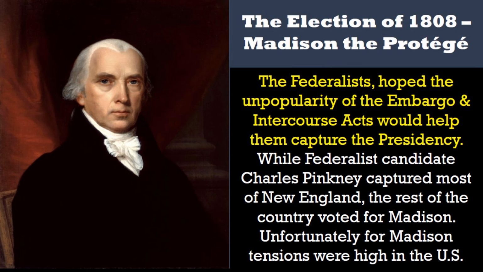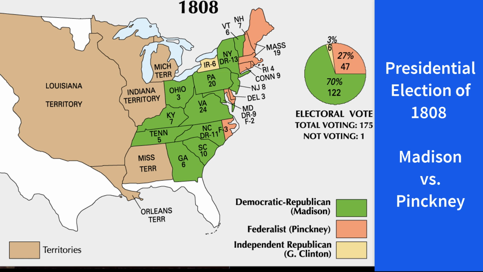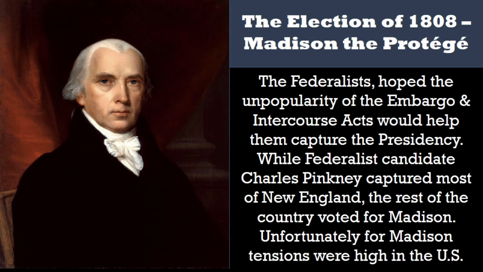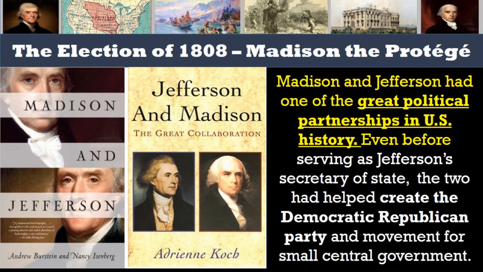The Federalists hoped that the unpopularity of the Embargo Act would help them capture the presidency. While Federalist Charles Pinckney captured most of New England, the rest of the country voted for Madison. After all, Madison was seen as a continuation of Jefferson. Unfortunately for Madison, this was not an easy time to take control of the presidency, as tensions in the U.S. were high. Madison and Jefferson had one of the great political partnerships in U.S. history. Even before serving as Jefferson's Secretary of State, the two had helped create the Democratic-Republican Party.